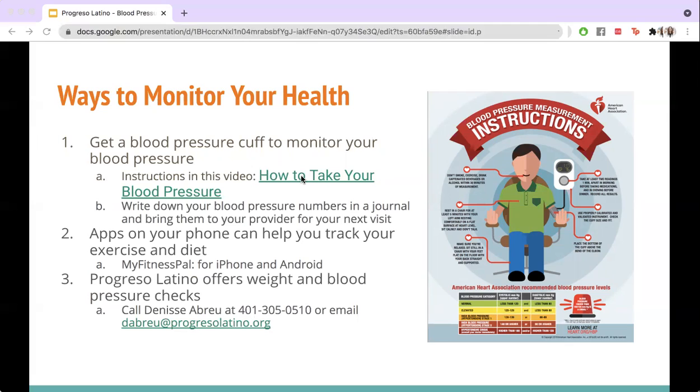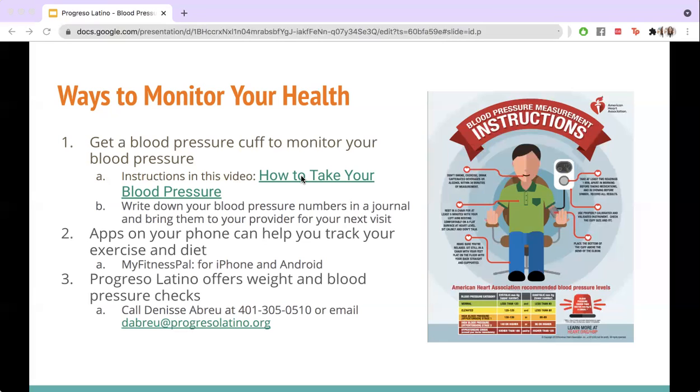When you take your blood pressure, it's important to write those numbers down in a journal. And then you can bring that with you to your provider for your next visit. This will help the provider know, for example, if you're taking a medication, how well that medication is working. Or if you're making lifestyle changes, it can help track how well those changes are going with respect to decreasing your blood pressure.